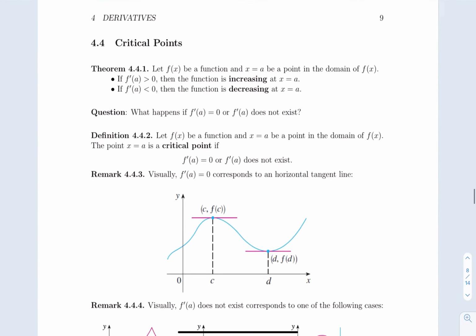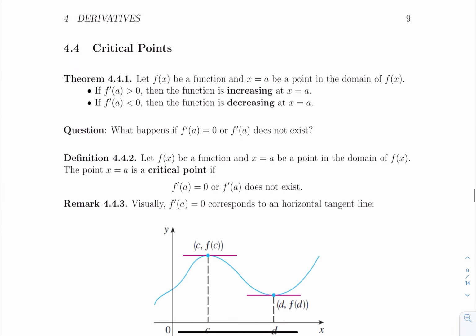We're going to continue. So we're going to talk about something critical. Critical points. Here we go. So section 4.4, critical points. So why do we care about derivatives? It's not just, hey, here's the slope of the tangent line of a function at a point. Derivatives are going to be an essential tool to study the shape of a function.